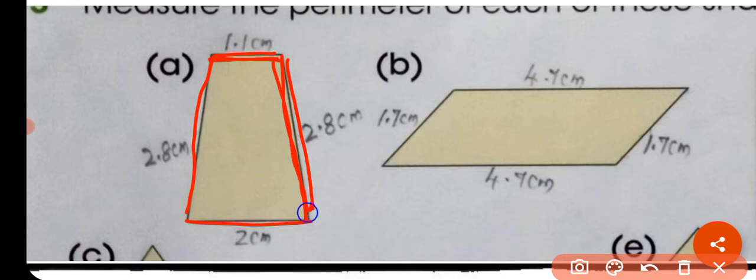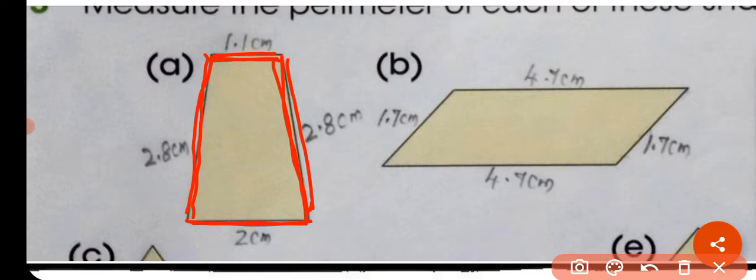This is 2.8 centimeter, this is 2 centimeter and this is 2.8 centimeter. Okay, you can do this in your textbook itself. So first we have to find the length of each side. Use your ruler, scale to find the length of each side. Then we will get the length in centimeter. But here we have to change each length into millimeter.